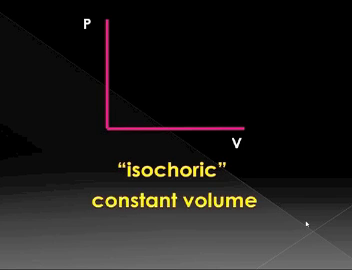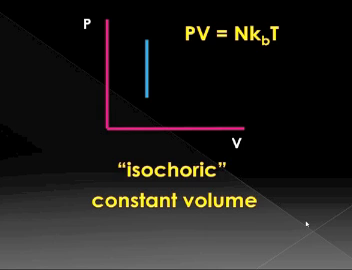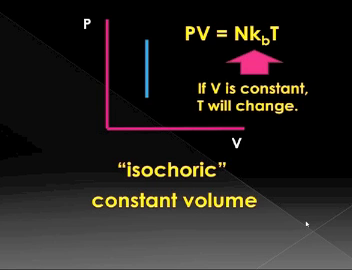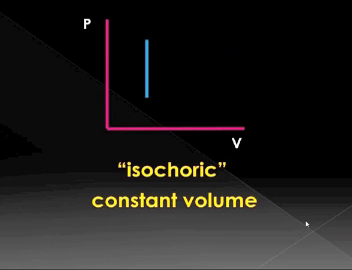Isochoric means same constant volume, and that's what the graph looks like. It's a vertical line. No work done. There's no area. And so PV is nKT, and if the volume is constant, well, that means that the pressure will change, and of course the temperature will change also. I suggest you read through the pages on PV diagrams in the book, and just know the basics.